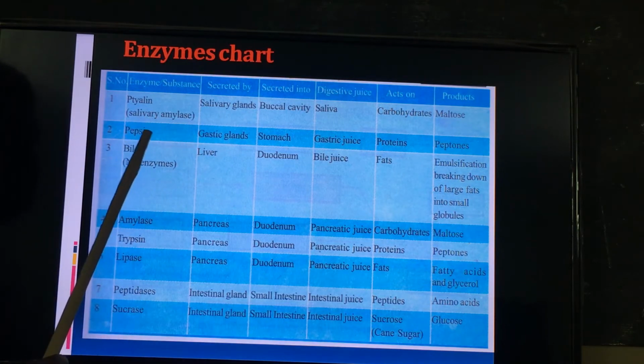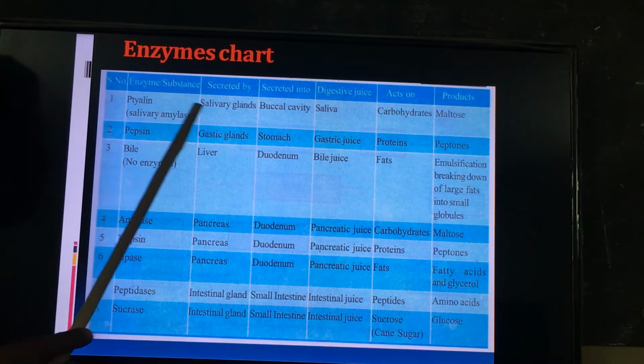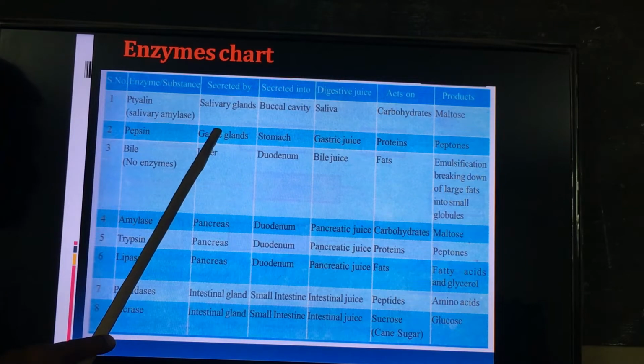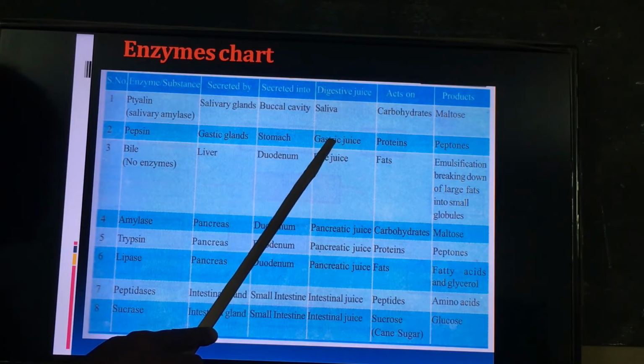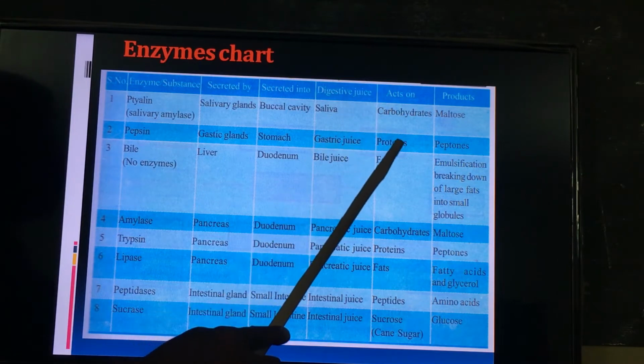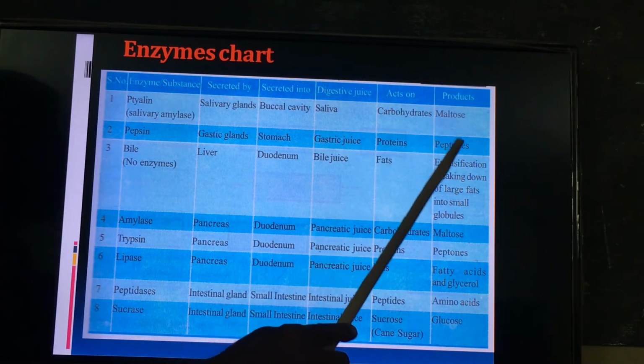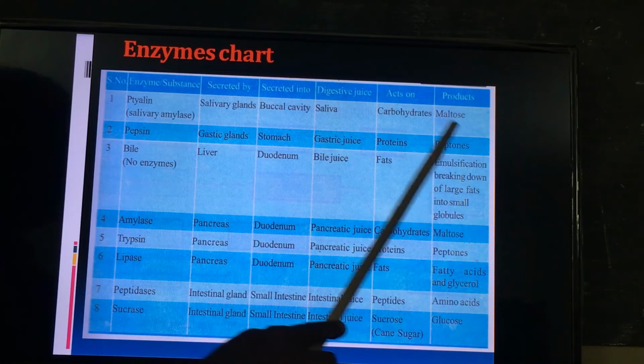Next, pepsin. It is an enzyme released from gastric glands. Gastric glands are present in the stomach, and release the juice known as gastric juice. It acts on proteins, the complex one, and converts them into peptones, the simple ones.